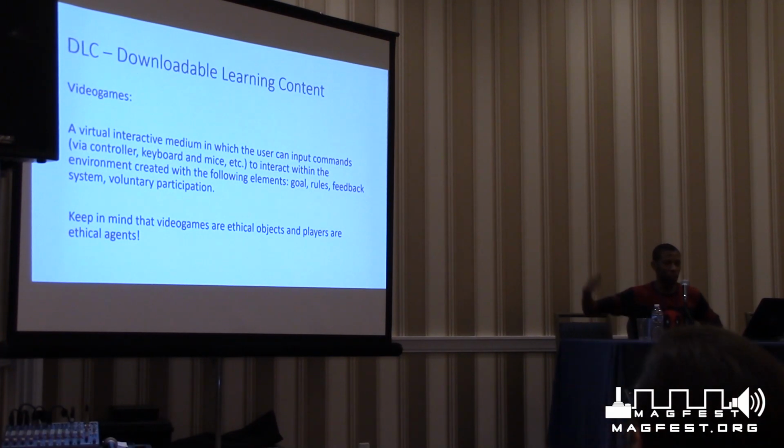Again, just to refresh our memories, video games, as I mentioned, are a virtual interactive medium, and it has the four elements: goals, rules, feedback system, voluntary participation. But of course, these elements are not all encompassing. I don't want to say that these are the only four main elements. There could be others, but in my mind, this gets close to that. So keep in mind that video games are ethical agents, ethical objects, which means that the game in and of itself can do things onto you and vice versa. Does this make sense? Yeah.